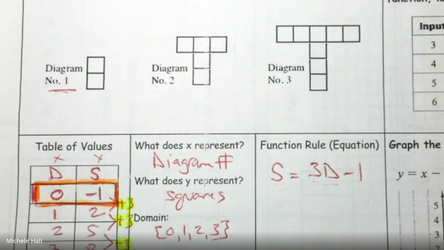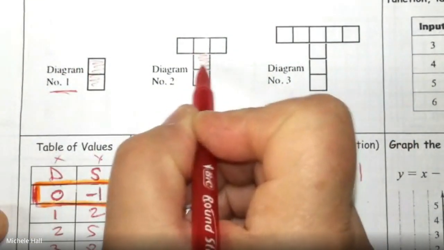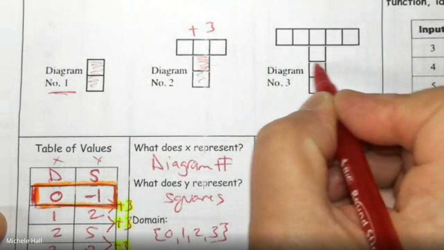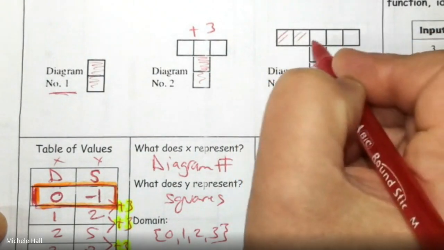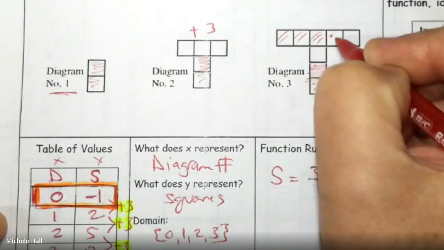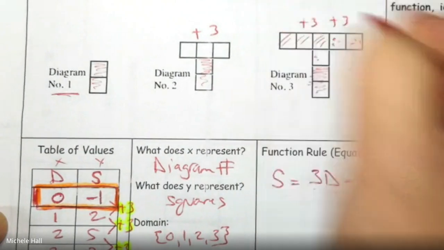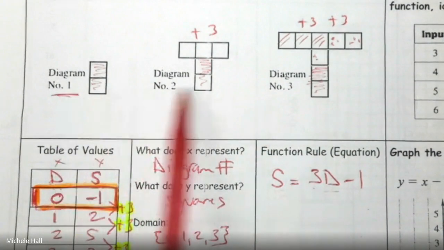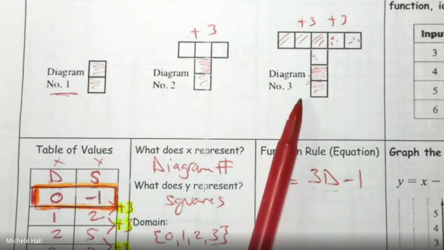And so what is actually happening in the picture? I start with 2. And then what happens? And yes, and so here's my 2 original right here. And then I have 3, and then another 3 being added. And so that would be plus 3 plus 3. And so one of the groups would say something like, as the diagram number is increasing, the number of squares is increasing by 3. That's really describing the picture right here.